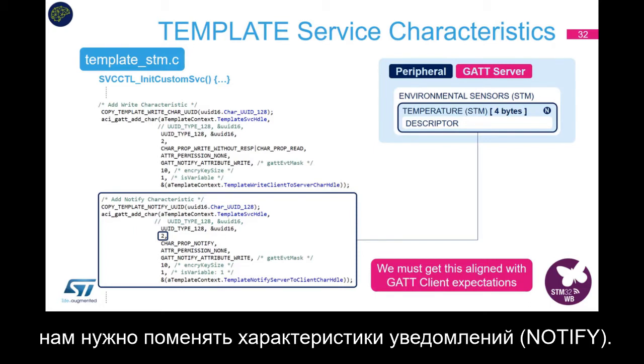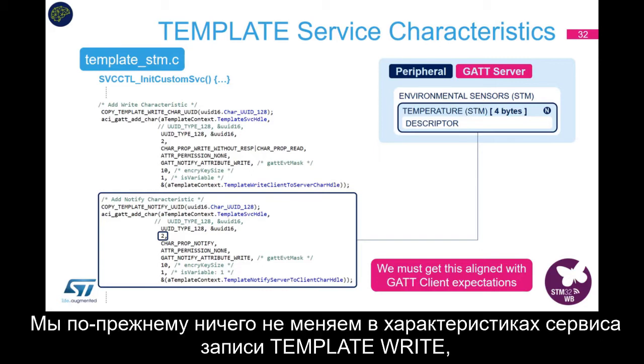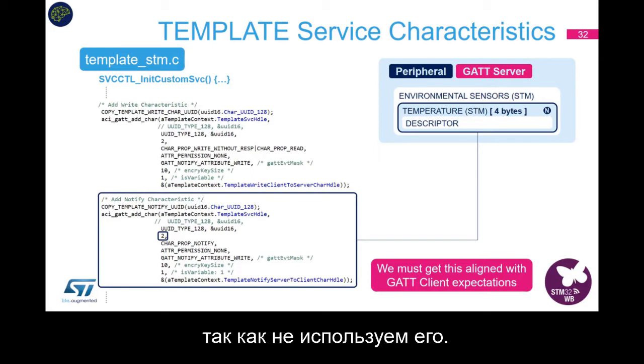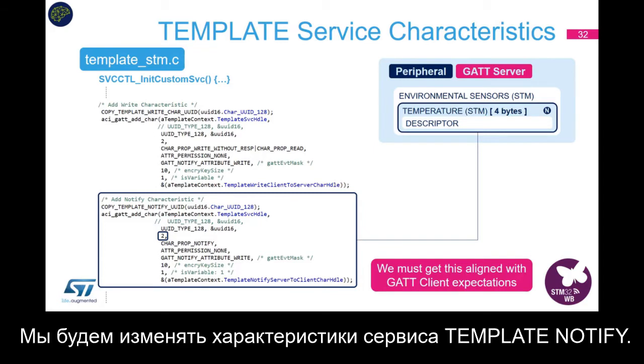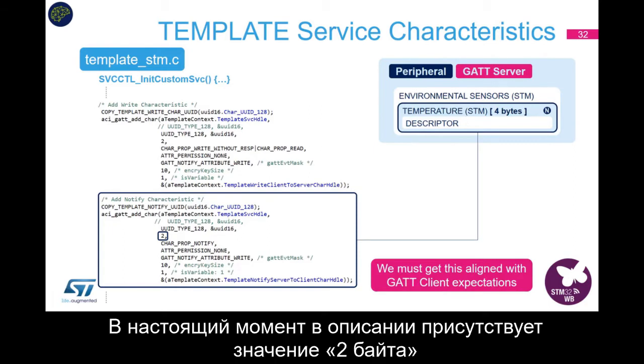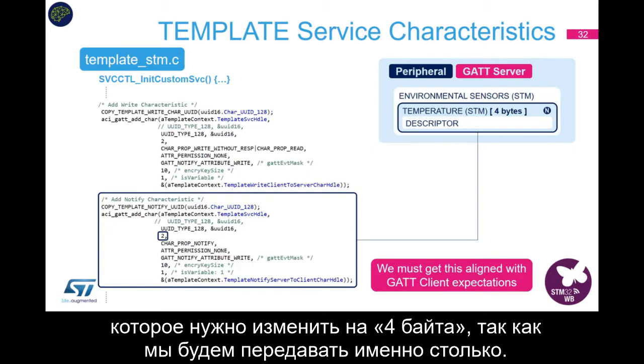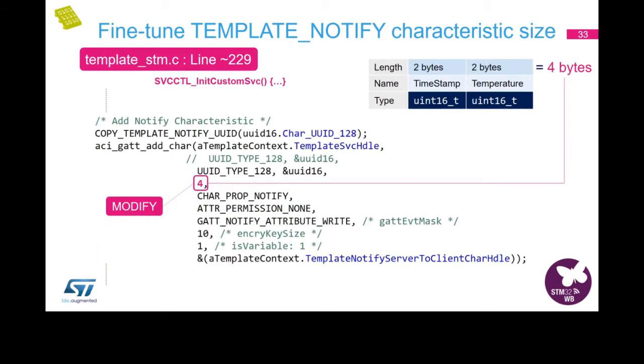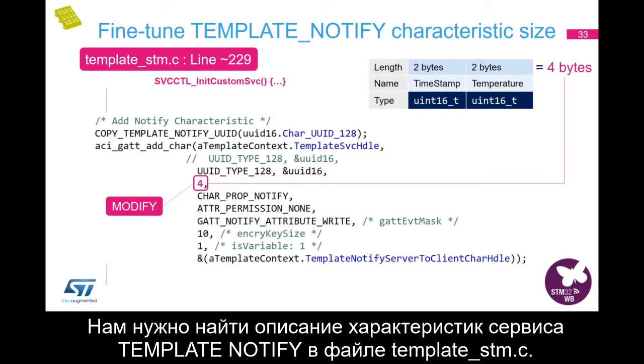our notify characteristic. We're doing nothing with the write characteristic at the top because we're not using that function in our application here. But we are going to change the notify characteristic that we're using in the bottom half of that function. At the moment the value is set to 2, and we need to change that because we now want to send 4 bytes. So we need to go and find that notify characteristic in our template file.